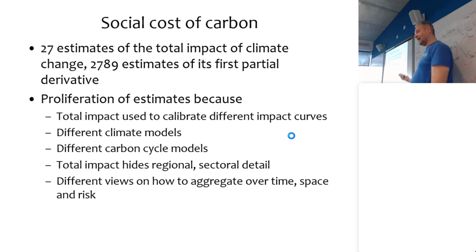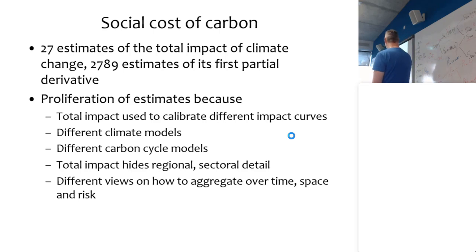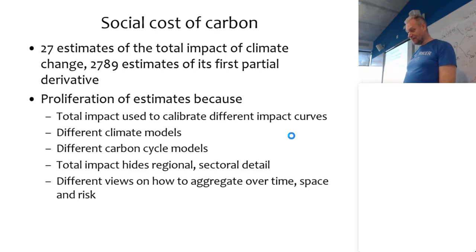And because of that, for every one of these impact estimates, if you start combining all these degrees of freedom, you easily get to a great many estimates of the social cost of carbon, the first partial derivative, right? So it's not because you don't know how to take the derivative. And actually, as a matter of fact, most of these 27 estimates have never been used in a social cost calculation. And it's typically the Nordhaus estimate that is being followed.